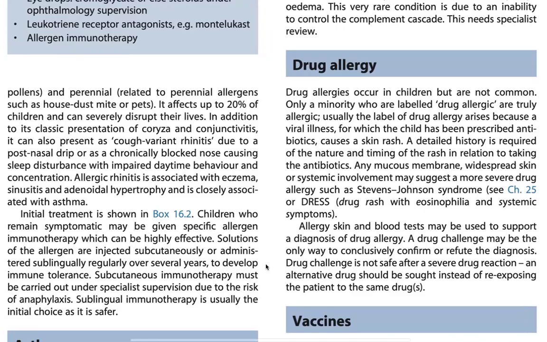Drug allergies occur in children but are not common. Only a minority of those labeled drug allergic are truly allergic. Usually the label of drug allergy arises because of a viral illness, for which the child has been prescribed antibiotics for the skin rash. Detailed histories are needed regarding the nature and timing of the rash in addition to taking the antibiotics. Any mucous membrane, widespread skin or systemic involvement may suggest a more severe drug allergy, such as Stevens-Johnson syndrome or drug rash with eosinophilia and systemic symptoms.